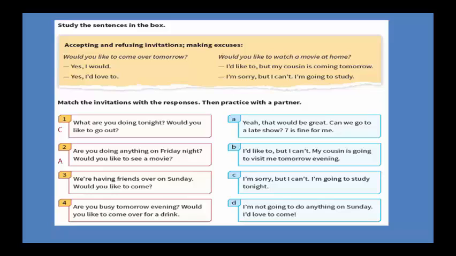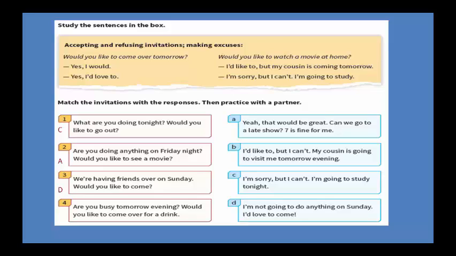And the third question, we are having friends over on Sunday. Would you like to come? The best answer is D. I am not going to do anything on Sunday. I'd love to come. And what about the fourth question?